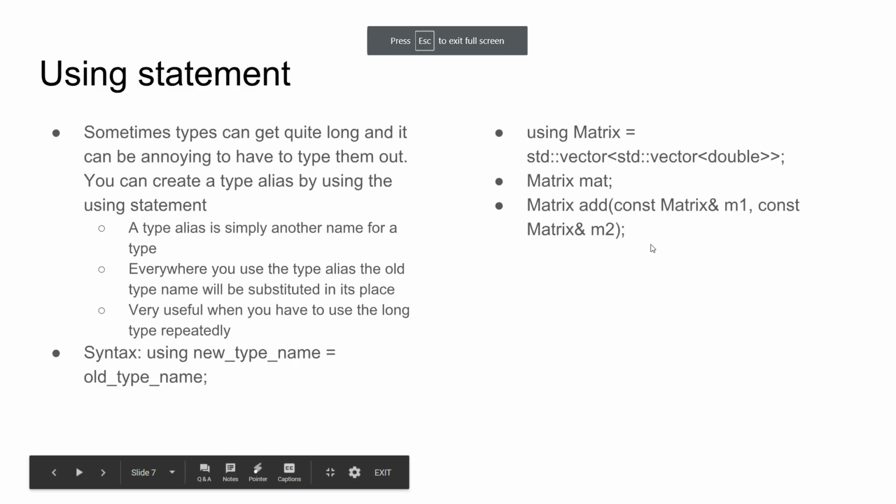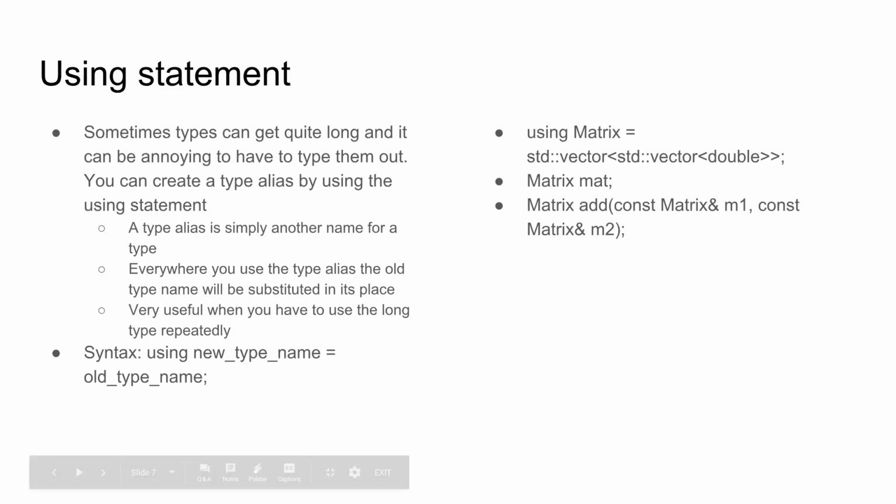Yeah. So my matrix is made up of a vector of doubles. Just like when you probably wanted to do a two-dimensional structure in Python, you had a list of lists of numbers, right? Same idea is going on over here.